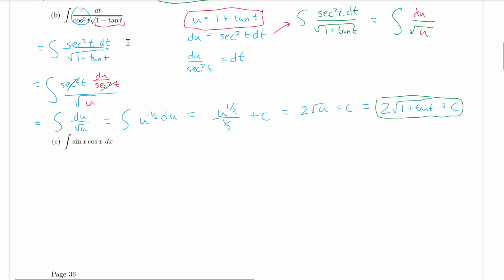Oh shoot, I forgot to write in there. Oh no, I have my du in there. And this is the exact same thing that we would have gotten by substituting in a little bit of a roundabout way. Now, why did I show you the way in blue first?